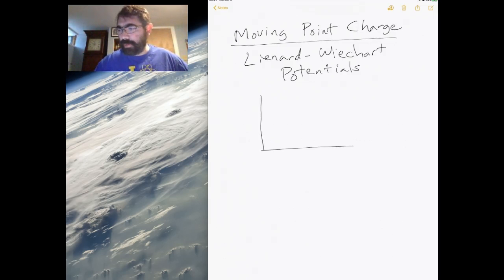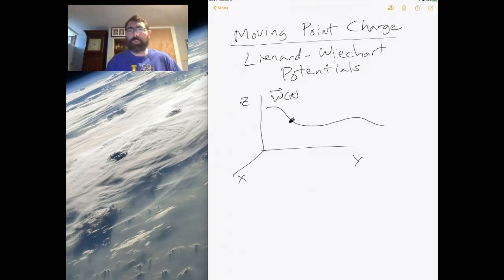So let's imagine that we have our coordinate system right here, and the position of my charge is going to follow this trajectory, which I'm going to label as W. So W is a function of time. Our charge is going to start at this position. If you measure it from the origin, that position is essentially what you get from this function W.